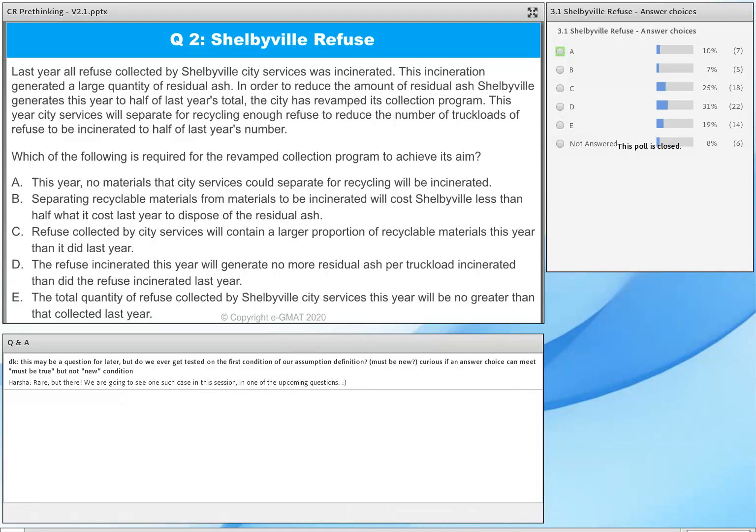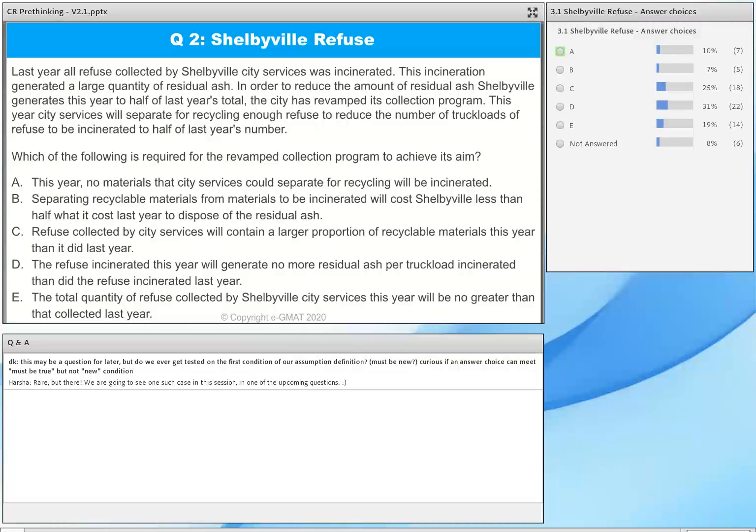I'm going to broadcast the results. Again, thank you for that amazing participation. You can see how people polled. Choice D was very popular. Choice C was very popular as well, and so is choice E. This is a wonderful question. So we'll discuss both these questions.